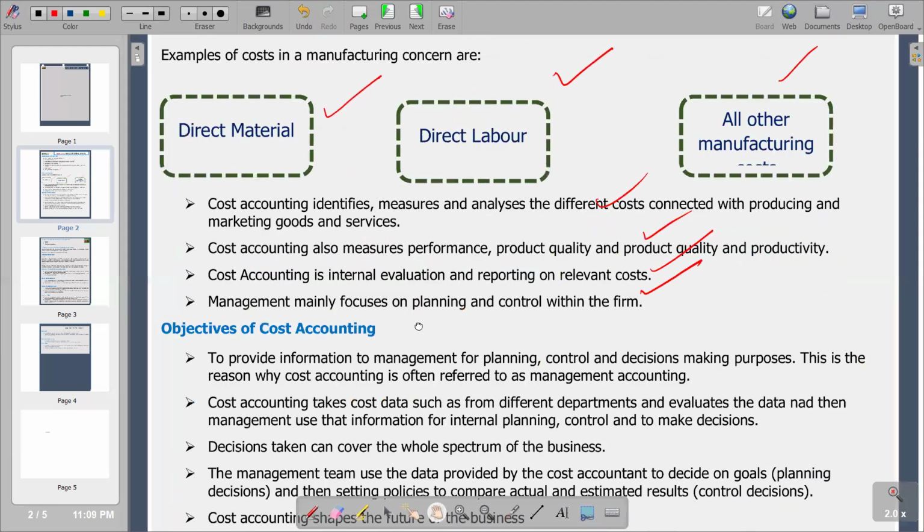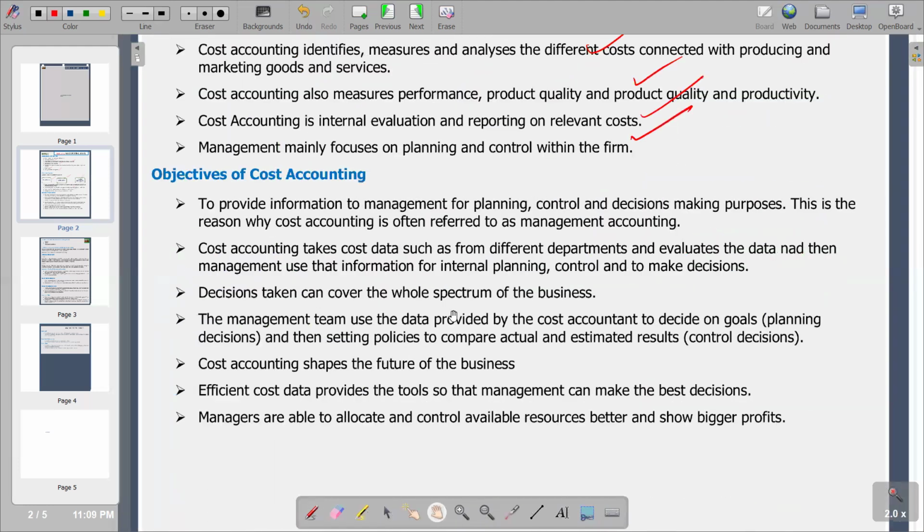So going forward, we now have the objectives of cost accounting. What are the objectives of cost accounting? When we engage in cost accounting, what do we want to achieve at the end of the day? The first point is to provide information to management for planning, control, and decision-making purposes. This is the reason why cost accounting is often referred to as management accounting. The process is to provide information to managers so that they can make decisions. The decisions being made by the management are based on information coming from cost accounting.